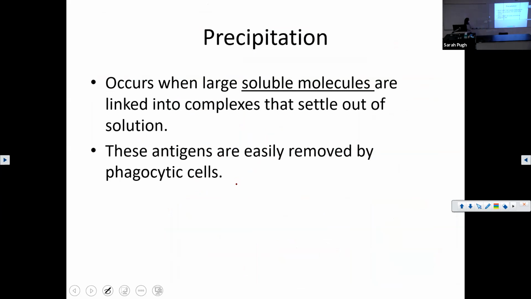Another one is precipitation. So this is going to happen when you have big soluble molecules. A soluble molecule is a molecule that's dissolvable in solution. And so you get the soluble molecule where antibodies bind to them and it causes them to settle out of solution. I want you to think of chemistry. If you ever took a chemistry class, precipitation. When something precipitates out of solution, it means that you take something that's soluble, that's dissolvable, and you precipitate it out of solution. It turns into something that can fall out of that solution. And that's exactly what's happening.